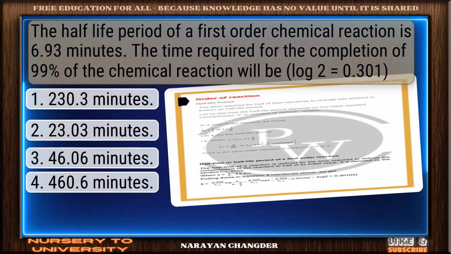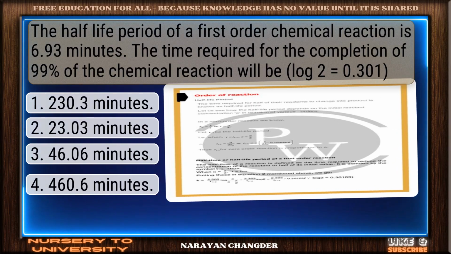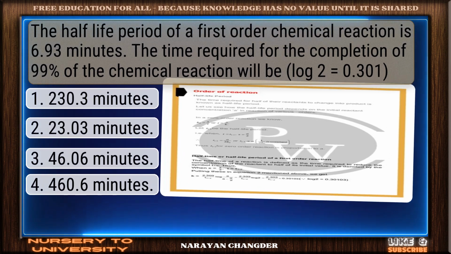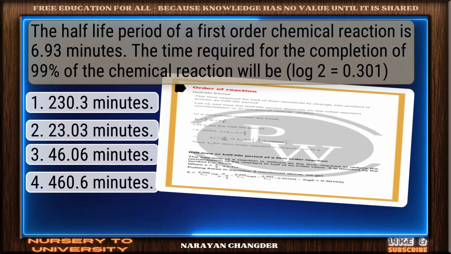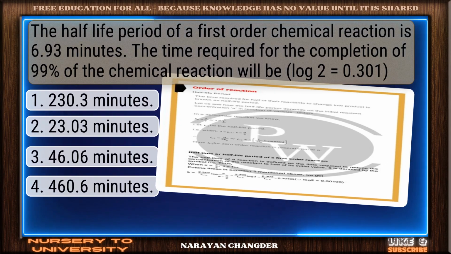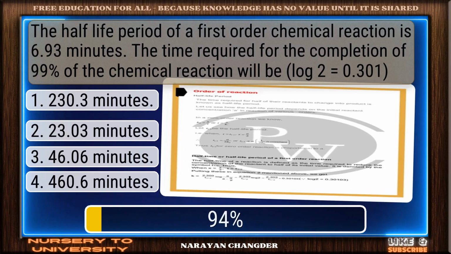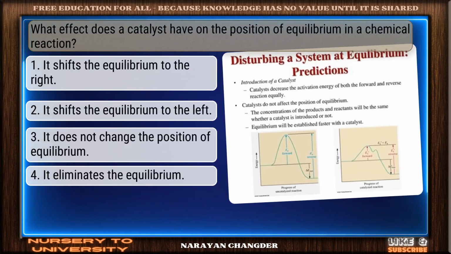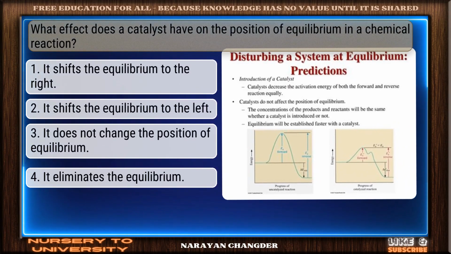The half-life period of a first-order chemical reaction is 6.93 minutes. The time required for the completion of 99% of the chemical reaction will be: Option 1, 230.3 minutes. Option 2, 23.3 minutes. Option 3, 46.06 minutes. Option 4, 4 minutes. Right choice, 46.06 minutes. What effect does a catalyst have on the position of equilibrium in a chemical reaction?